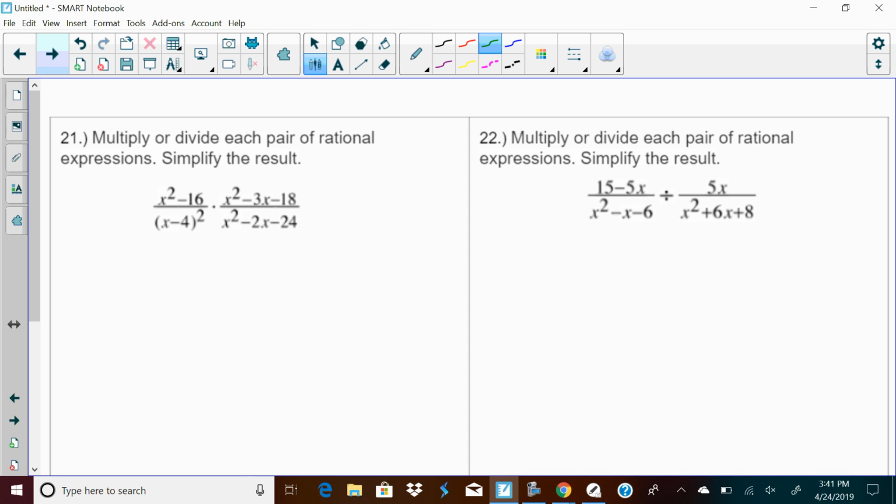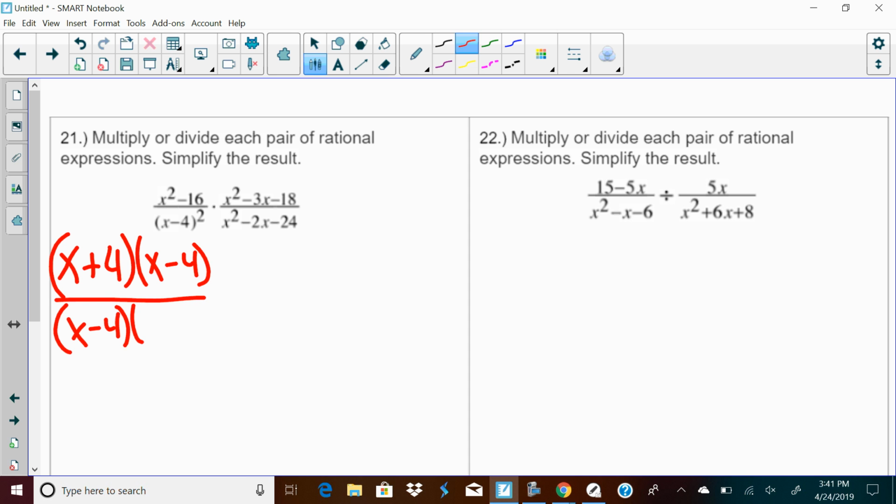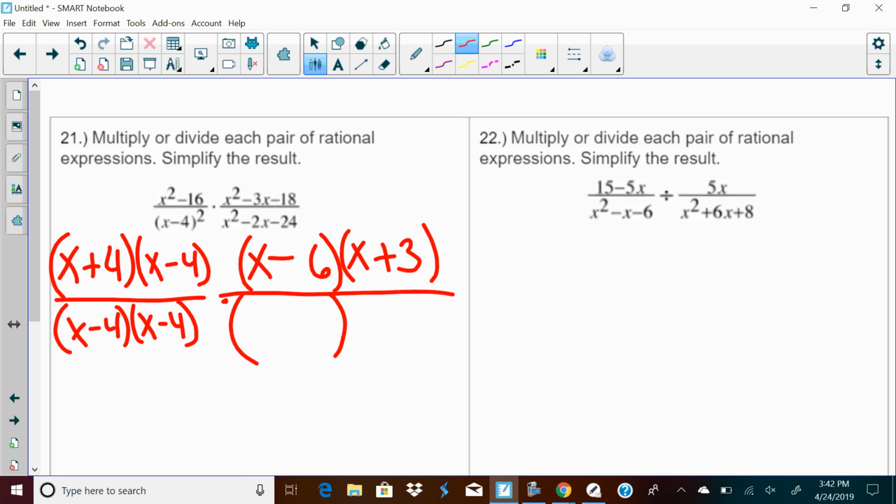Problem 21. So I'm going to multiply. So I would actually factor everything. So I'm just going to write out what I would get. So that's the difference of 2 squares. So I would get x plus 4, x minus 4, x minus 4, x minus 4, times, it's going to be x and x, 6 and 3, negative and plus, and the bottom one, x and x, 6 and 4, minus and plus.